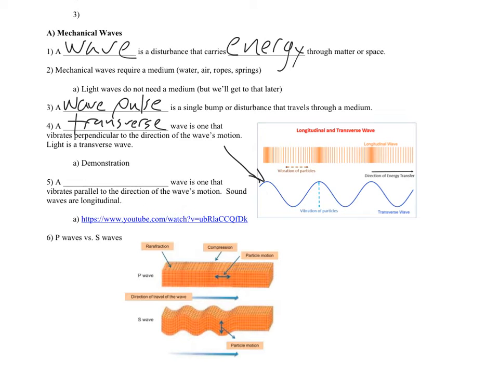Now, longitudinal waves are a little bit harder to picture. So a longitudinal wave is one that vibrates parallel to the direction of motion. So sound is an example of a longitudinal wave. That's this image up here. It's kind of like a compression wave where the medium is constantly compressed and decompressed. We'll talk more about that when we get into sound.